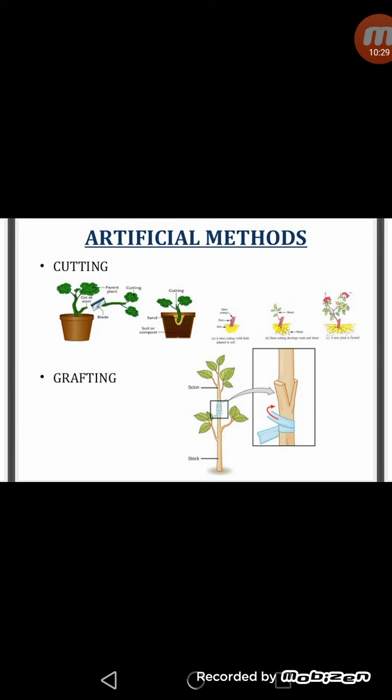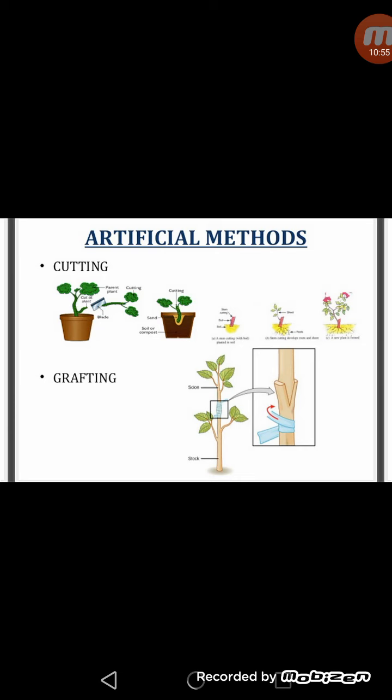During cutting, only a piece of a stem having some leaf bud is grown into the moist soil, so that's why only a part is cut, that's why it is called a cutting. Second method is grafting. In this method, a cutting of the desired plant, which is called scion, is inserted. As you can see in the diagram, scion is the upper portion and stock is the lower portion.